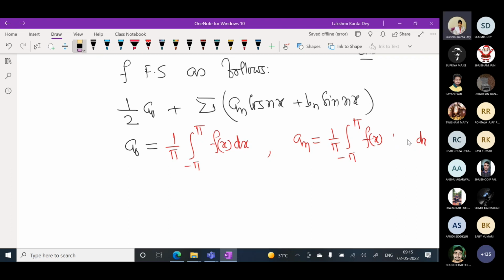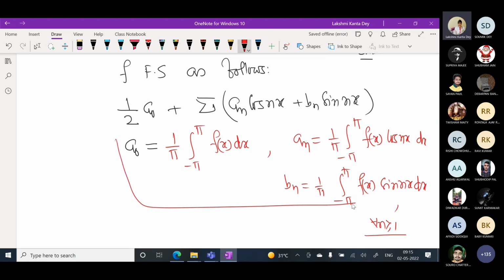Not sin nx, it is cos nx. And what is bn? bn is 1 by pi integration from minus pi to pi of fx sin nx dx, right? So for all n greater than or equal to 1, these an and bn are known as the Fourier coefficients.